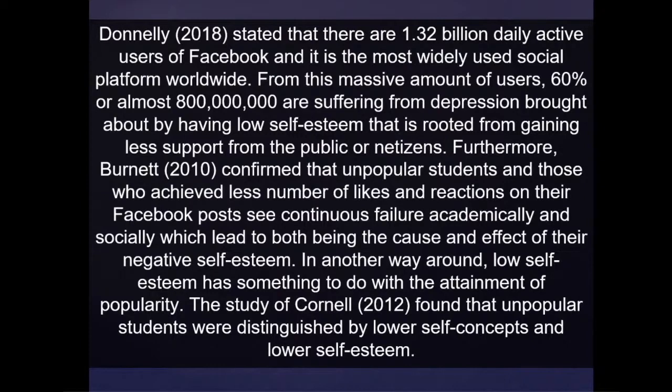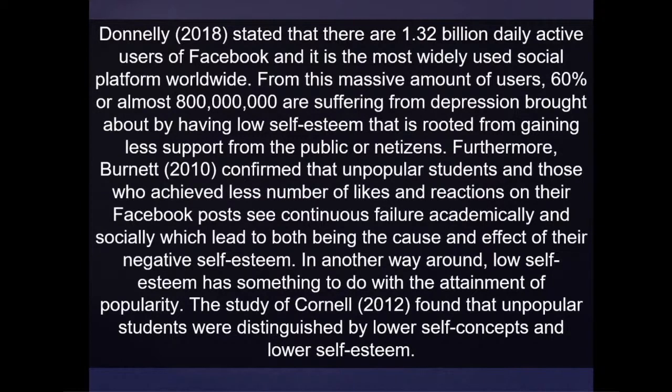Furthermore, Burnett 2010 confirmed that unpopular students and those who achieve fewer likes and reactions on their Facebook posts see continuous failure academically and socially, which leads to both being the cause and effect of their negative self-esteem. In another way around, low self-esteem has something to do with the attainment of popularity. The study of Cornell 2012 found that unpopular students were distinguished by lower self-concepts and lower self-esteem.